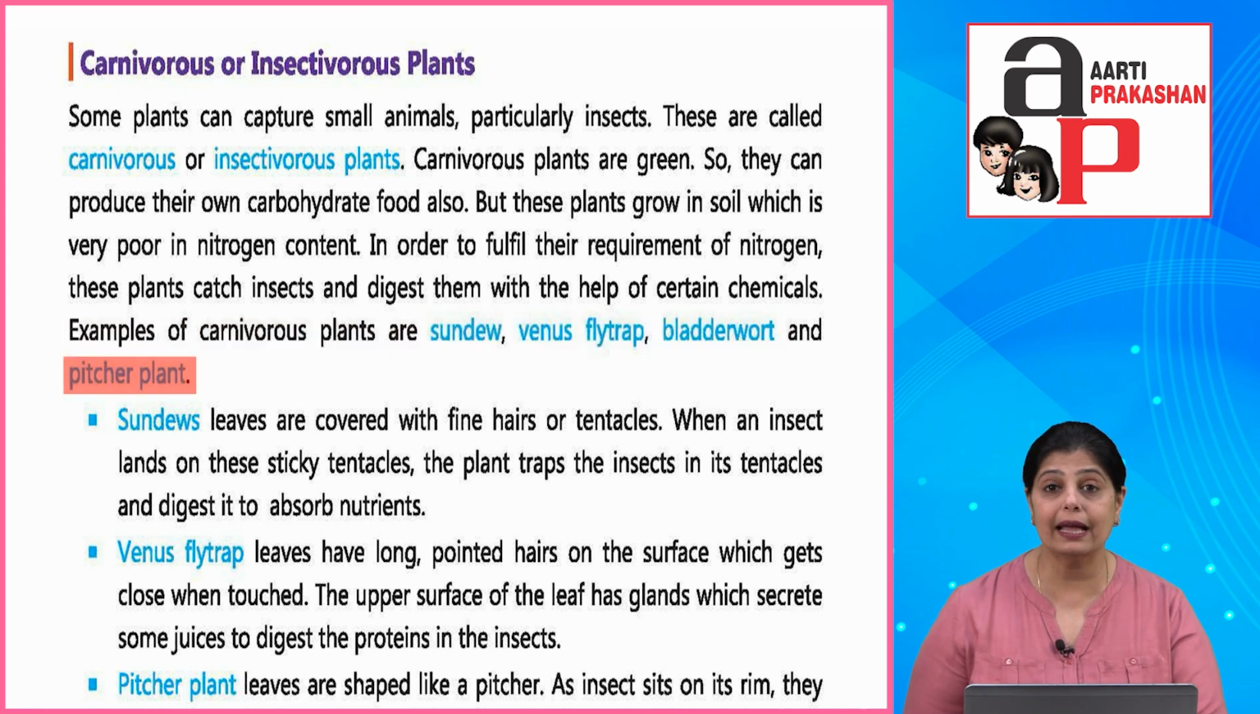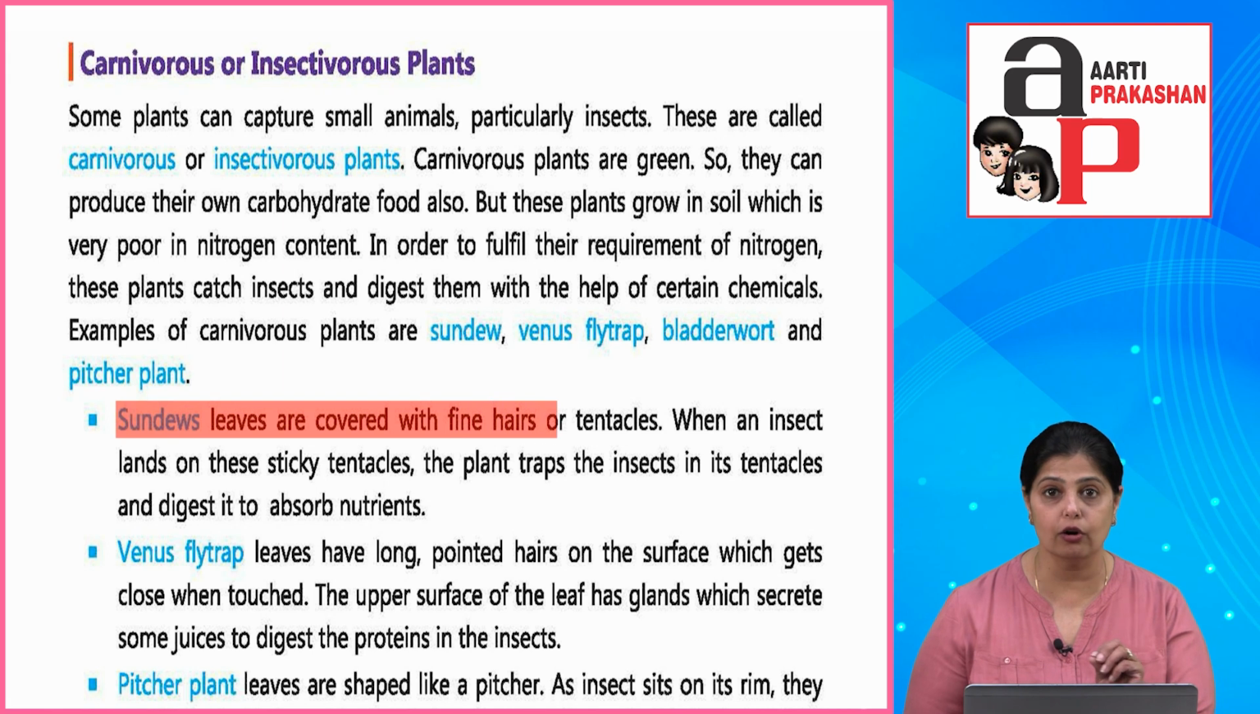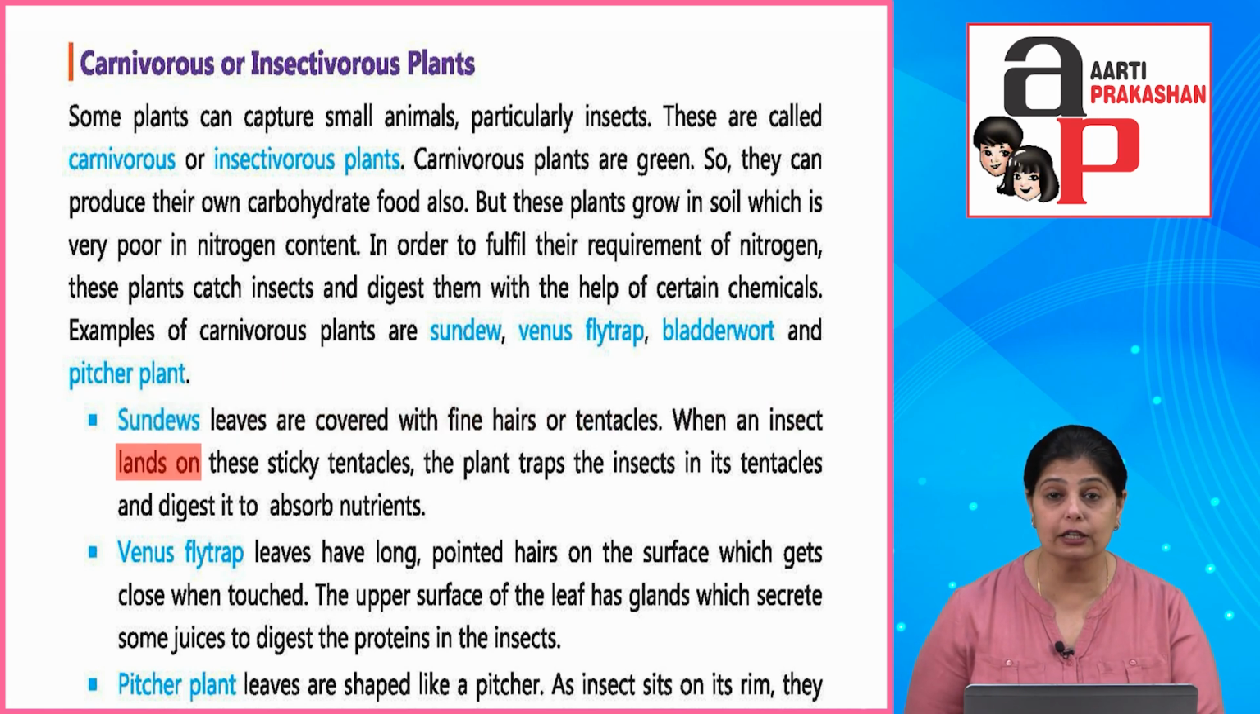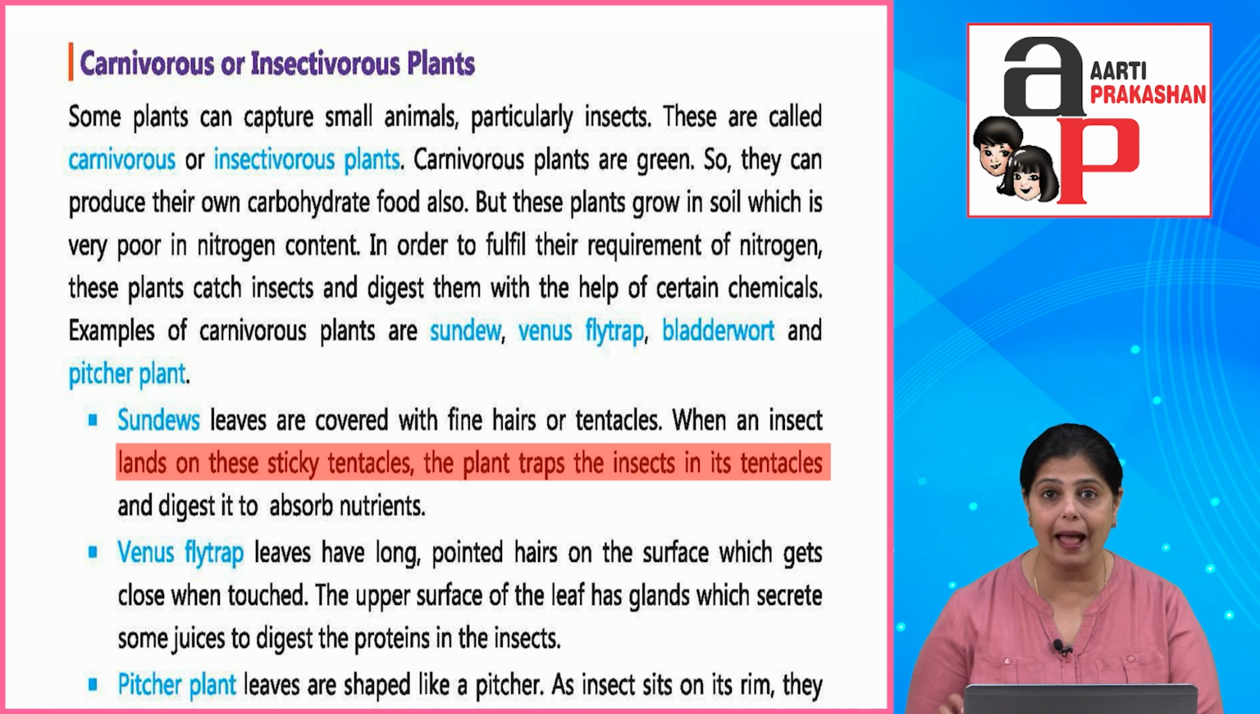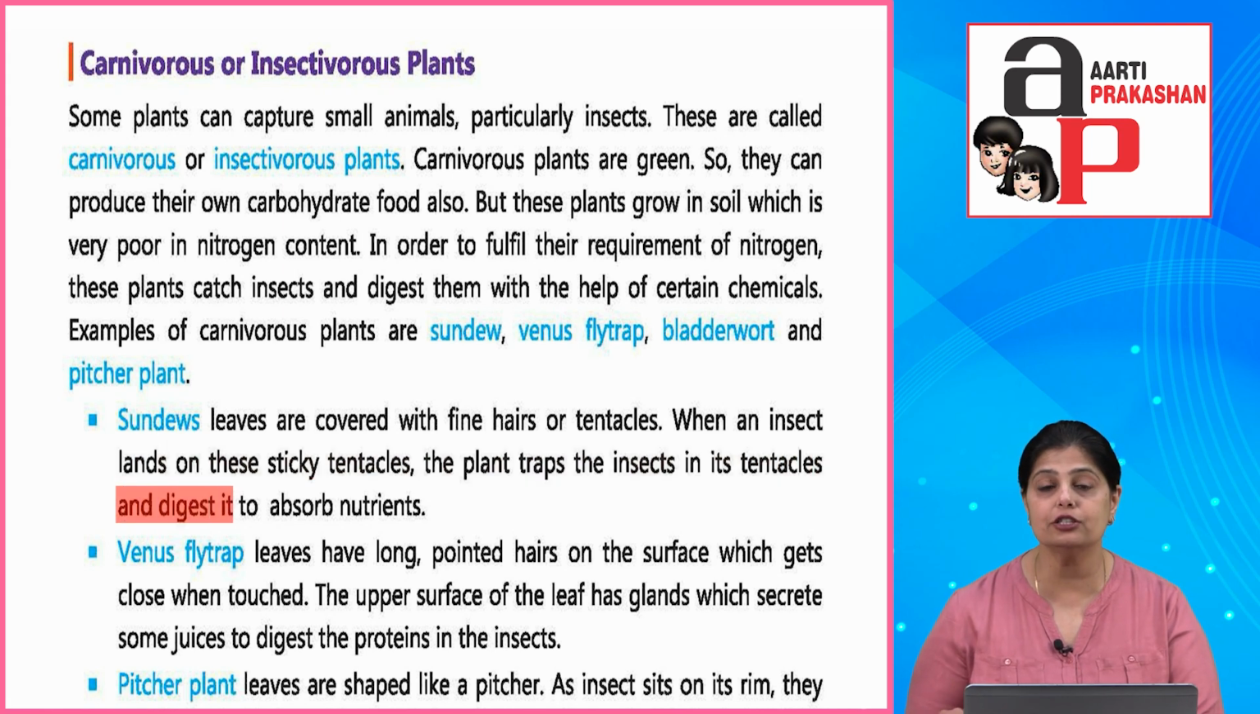Okay, so let's look at sundews. सबसे पहले sundews का क्या होता है? Their leaves जो होते हैं ना, उनके पत्ते जो होते हैं, they are covered with fine hair or tentacles कहते हैं. So when an insect, जब कोई भी insect उन पे ऊपर बैठ जाता है, so the plant traps the insect in its tentacles. उनको trap कर लेते हैं and they digest it to absorb the nutrients.